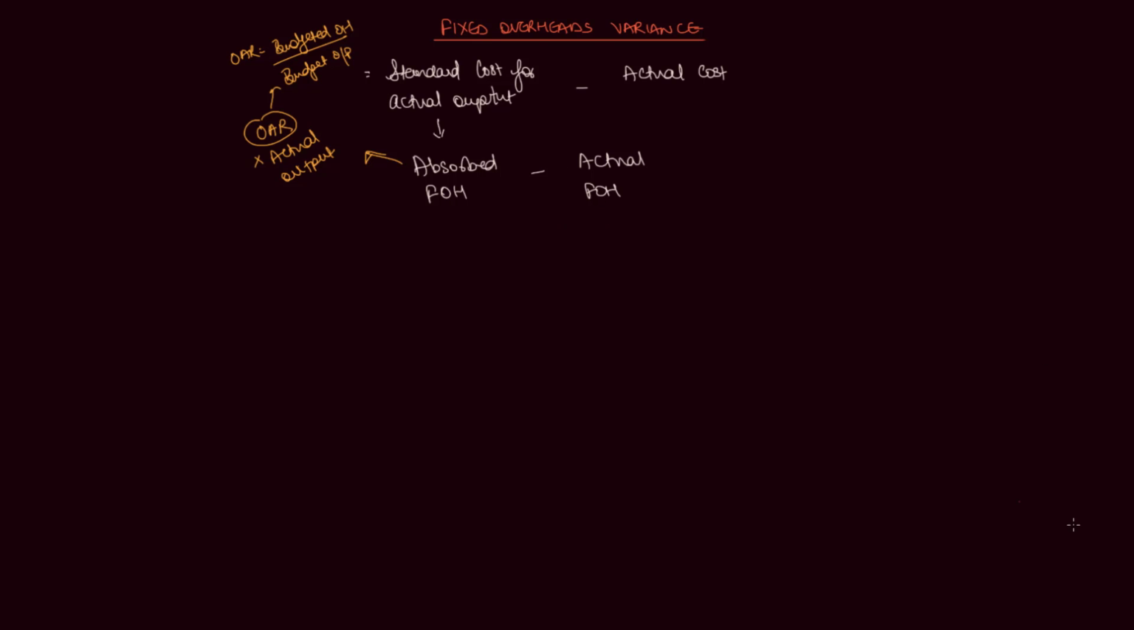Now, we will get either a favorable variance or an adverse variance. If the actual overheads are lower than the absorbed overheads, which means we've spent less and recovered more, it will be favorable. But if the actual overheads are higher than the absorbed overheads, obviously it will be an adverse variance. To understand what are the reasons for fixed overhead variance, we will have to calculate the subvariances. So first, we will have to divide the overall fixed overheads variance into fixed overhead spending or expenditure variance. You can also call it fixed overhead spending variance, and fixed overhead volume variance.